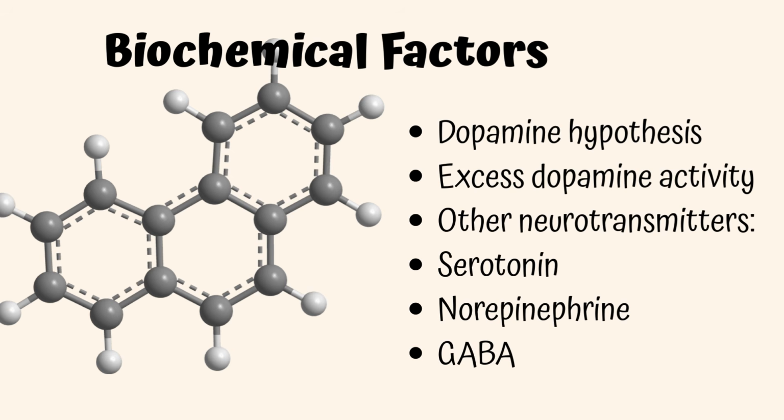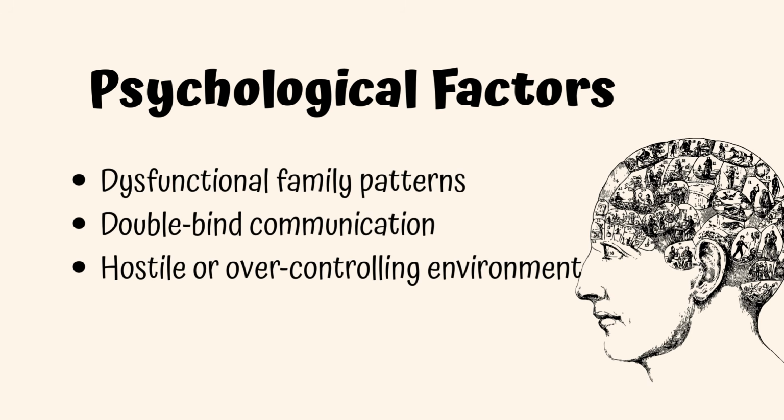And in biological factors, there is the dopamine hypothesis, which says excess dopamine activity in certain brain areas leads to hallucinations, delusions, and disorganized thinking. So this is why antipsychotic drugs, which block dopamine, are usually effective in schizophrenia. Psychological factors like double-bind communication, family conflict, and hostile or over-controlling environments act as stressors and can trigger schizophrenia in vulnerable individuals.